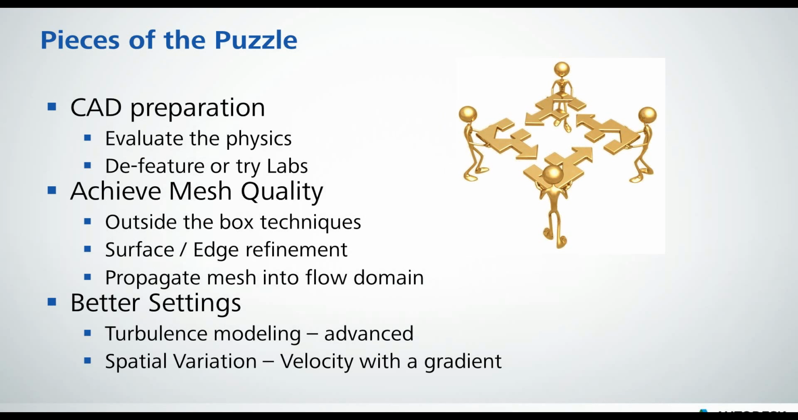Last, we're going to go over some of the better settings that you would use, some of the solver settings, and this is that turbulence modeling that was alluded to from an earlier presentation. We're going to use the advanced method. And something new in our 2015 release was spatial variation. These are boundary conditions that will allow you to set a gradient for what you're doing. Really important for external flow, but useful for anything else as well. So let's take it away.